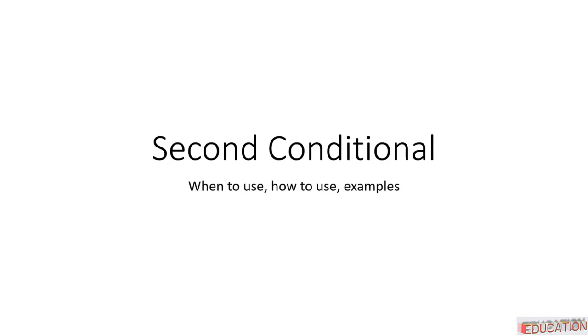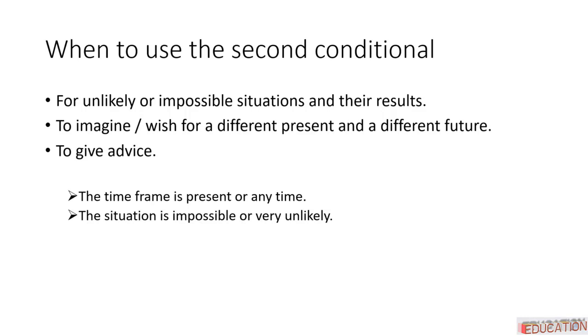In this lecture, we'll look at the second conditional, when to use it, how it's formed, and we give some examples. So we use the second conditional for unlikely or even impossible situations and their results. We use it to wish for different present and future, and also to give advice.